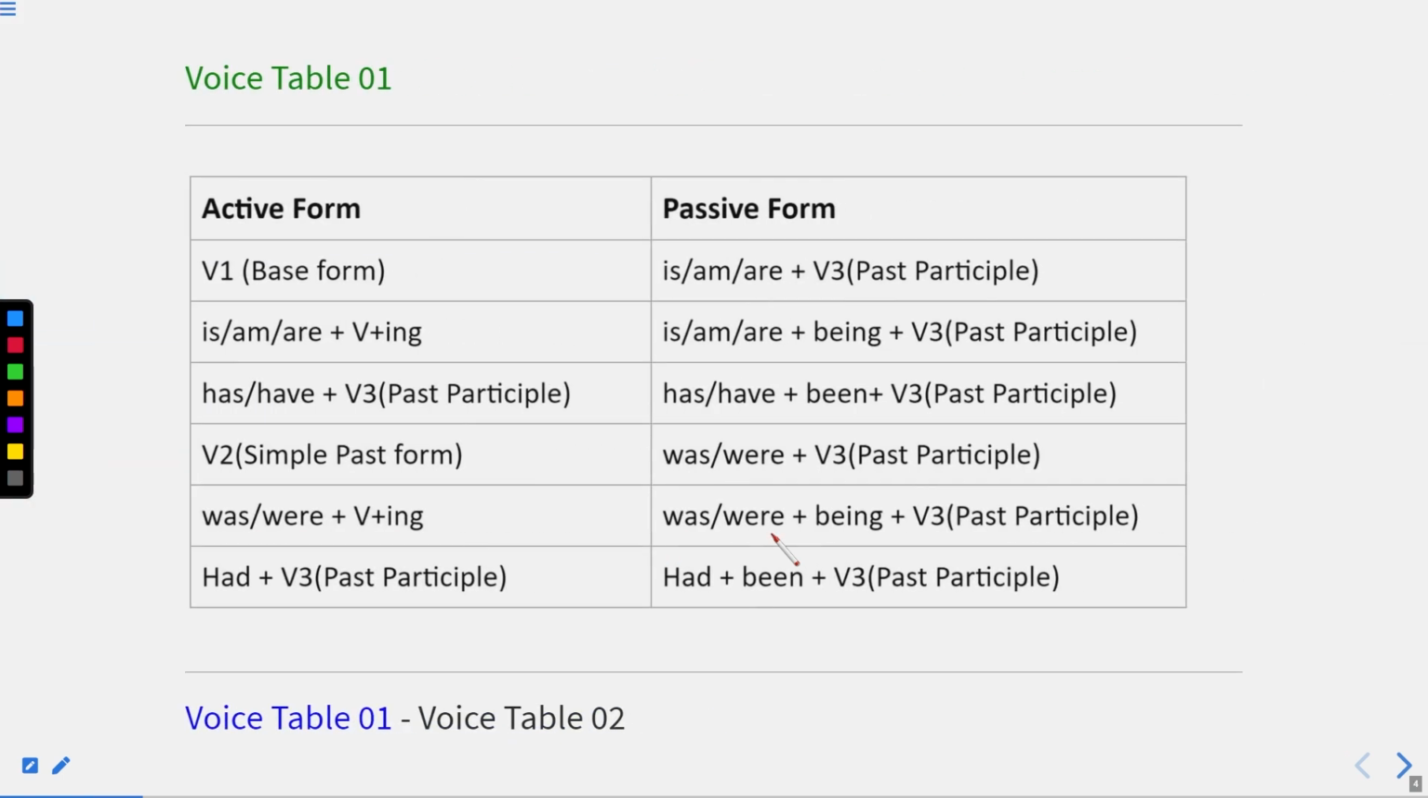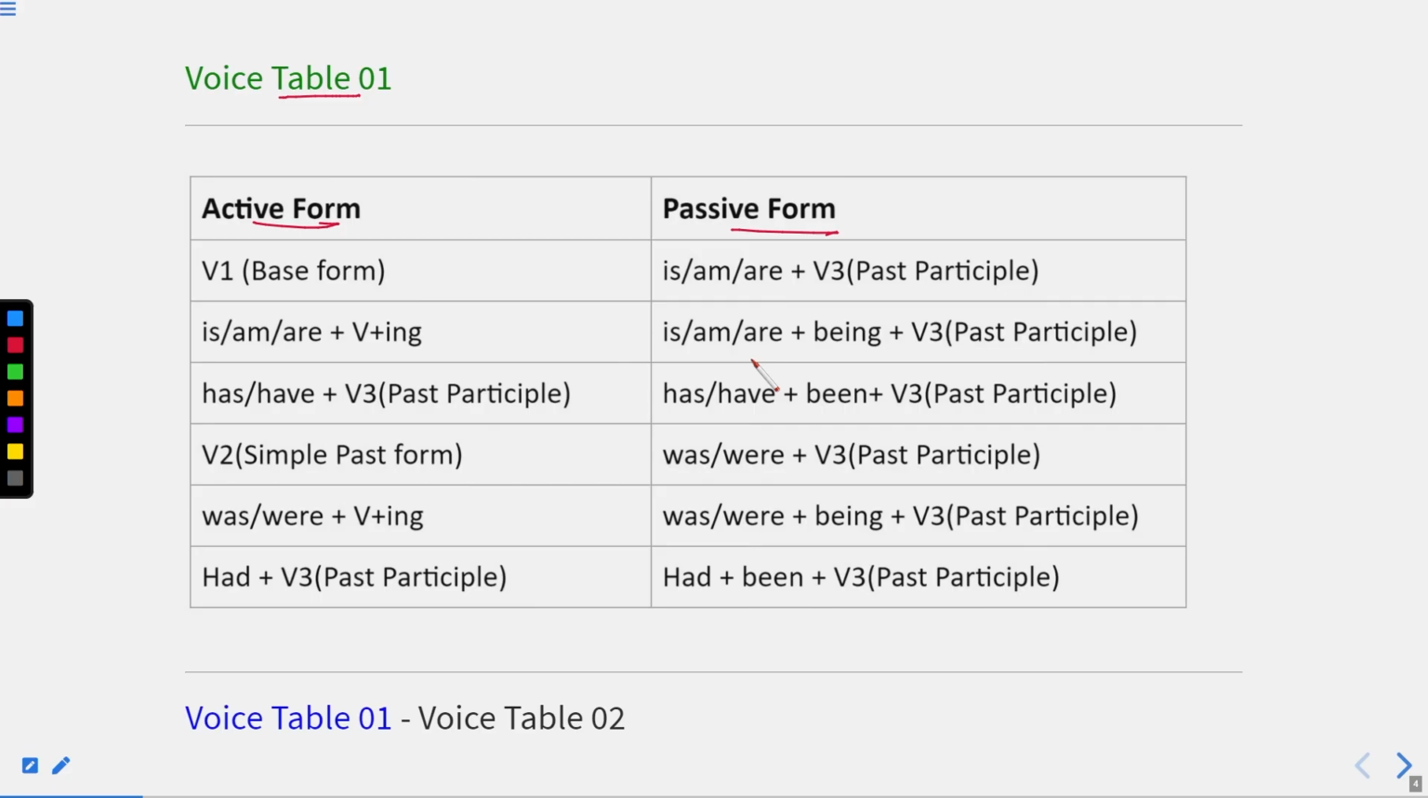First of all, we'll see the various tables for active and passive voice. It means when we convert an active sentence into passive voice, what are the rules which are required, and what are the things that we should keep in mind while converting an active voice into passive voice. That we are going to discuss right now. So this is voice table 1. In this, first you can see the column of active form. And when we convert an active form into passive form, what are the changes that we make?